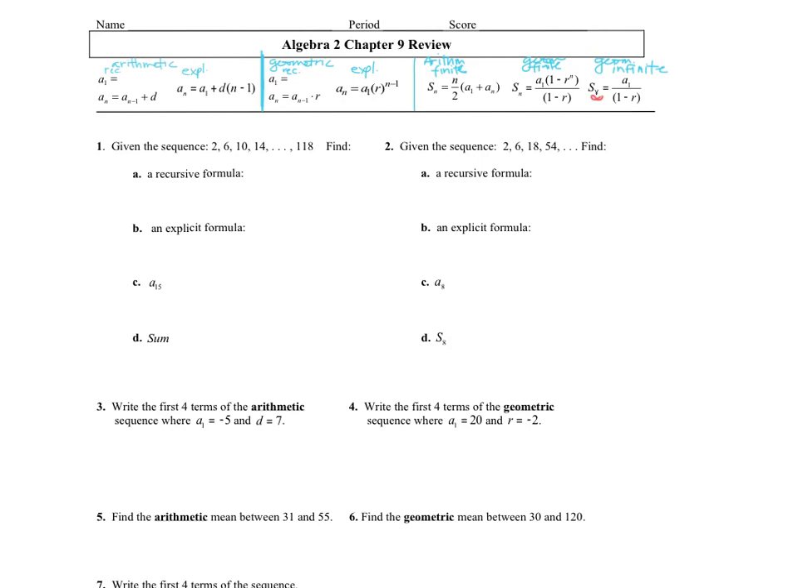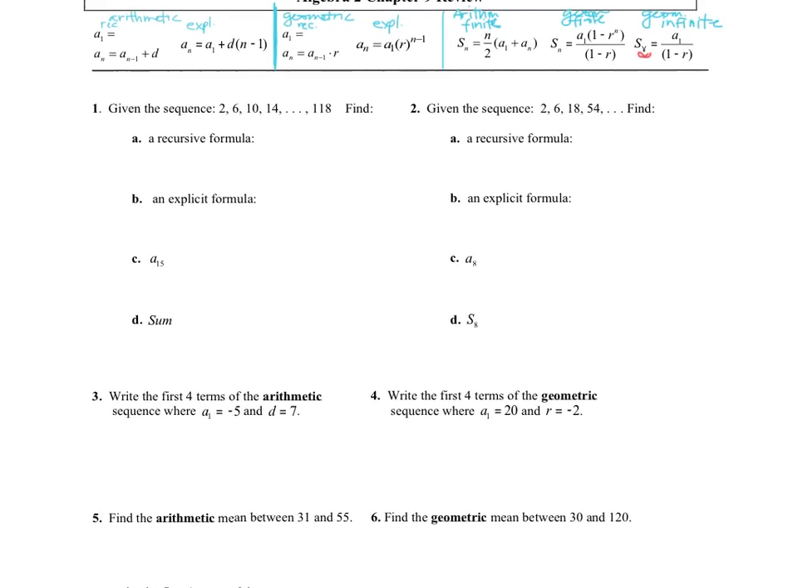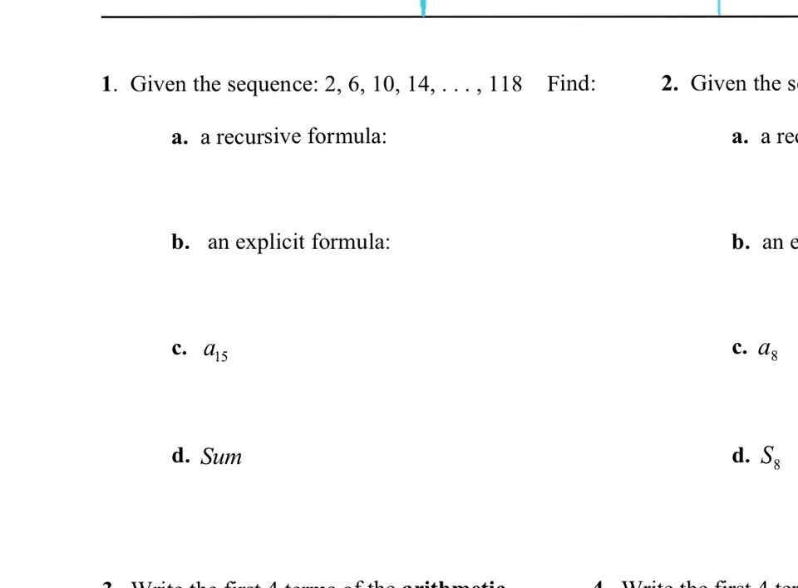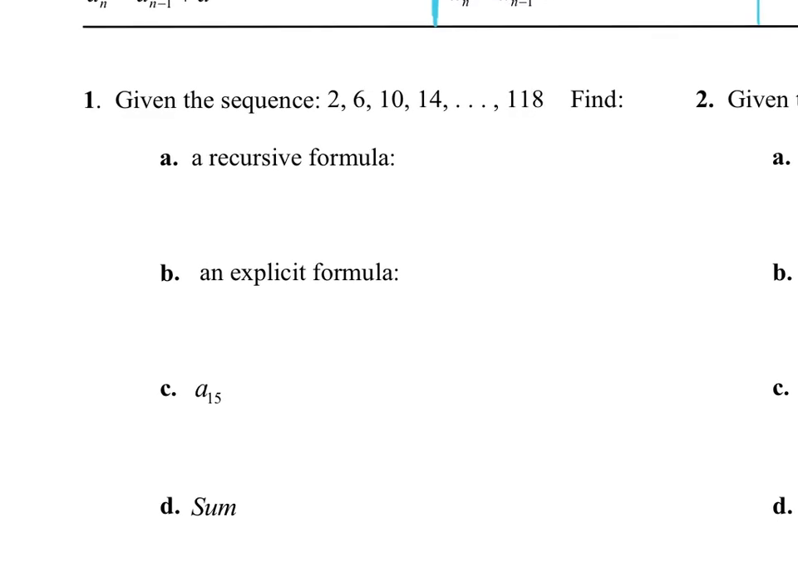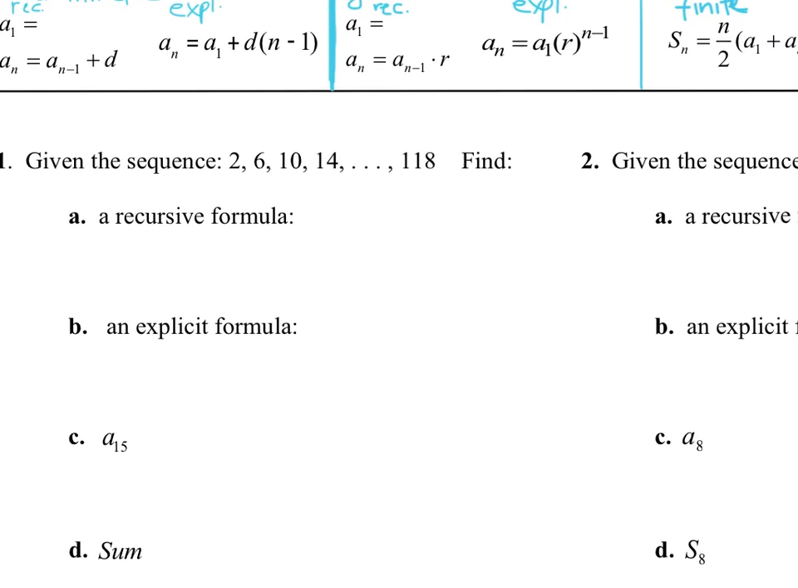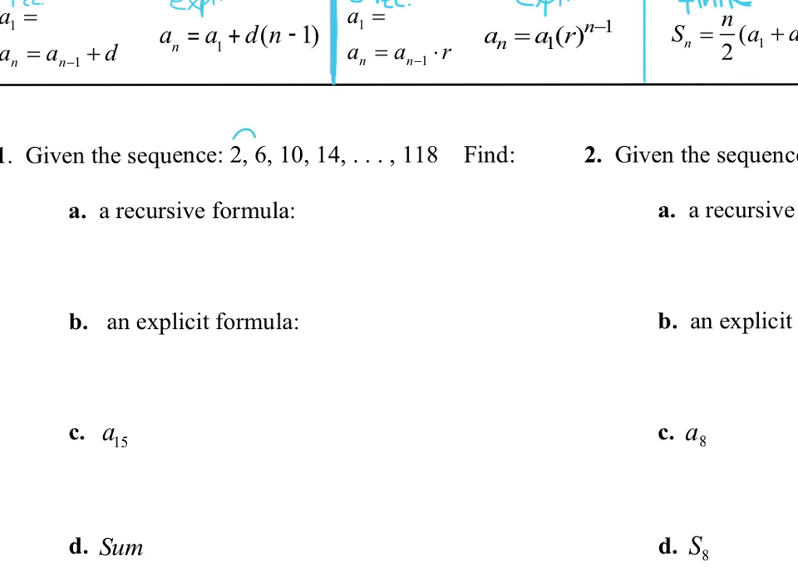Okay, here we go. Question number 1. It says, given the sequence, find a recursive formula and explicit formula. Notice what's happening in the sequence first. So if you have 2 and then 6 and then 10, you're adding 4 each time. Okay, so that's one of the components that we need to get.